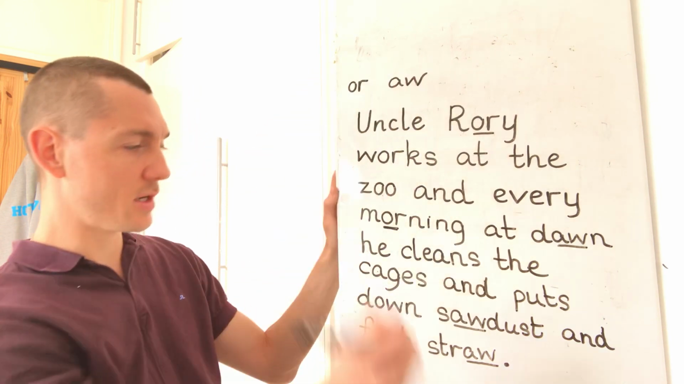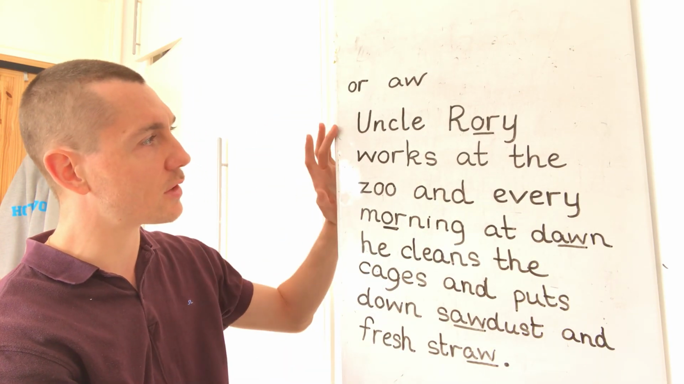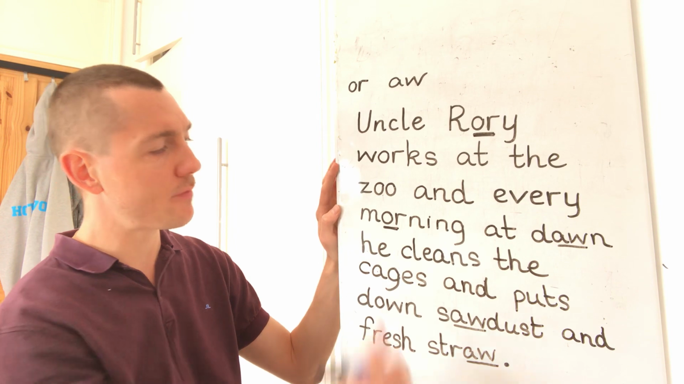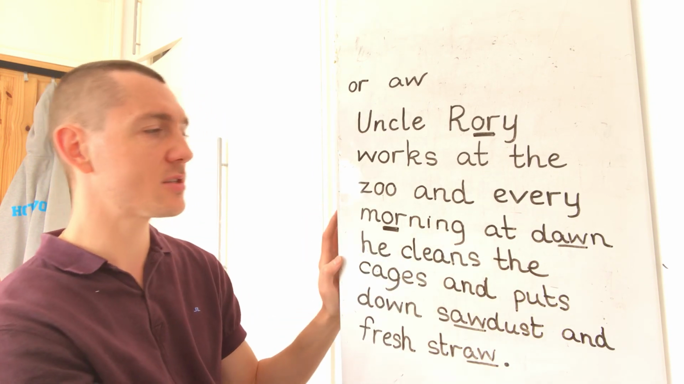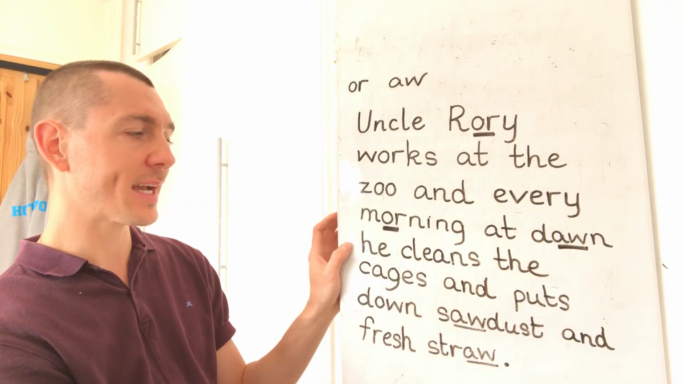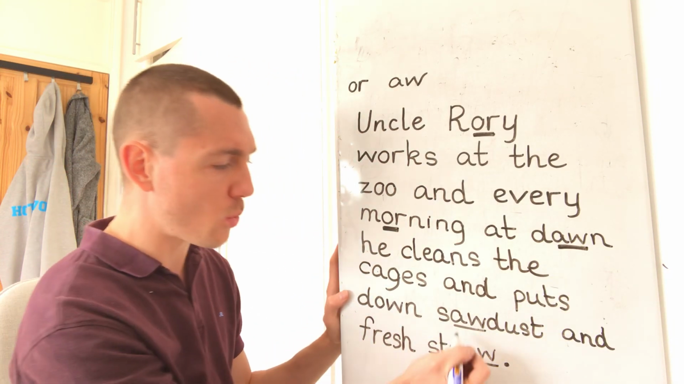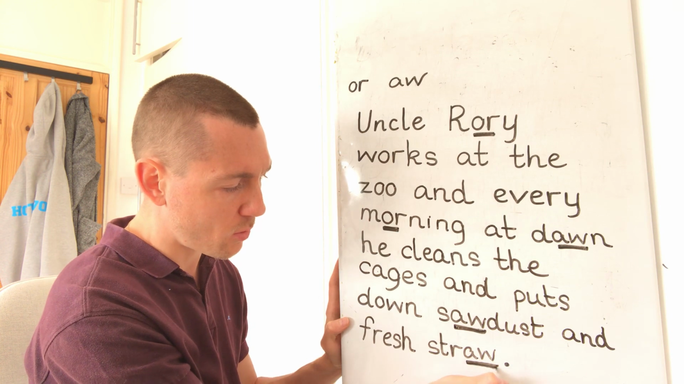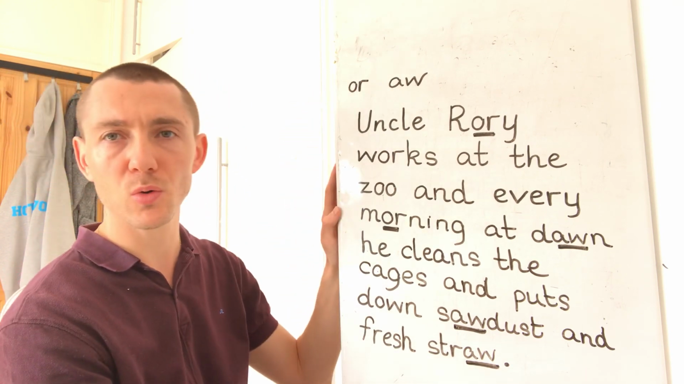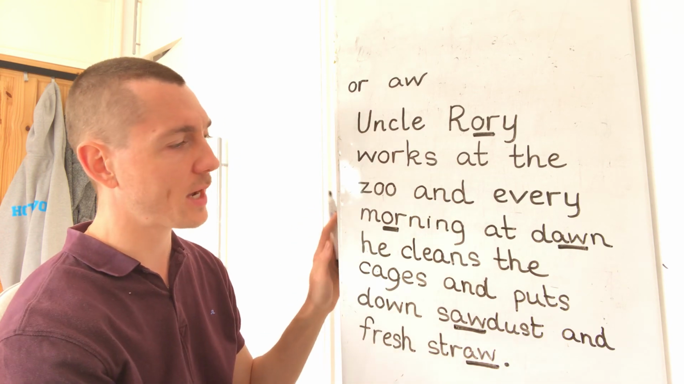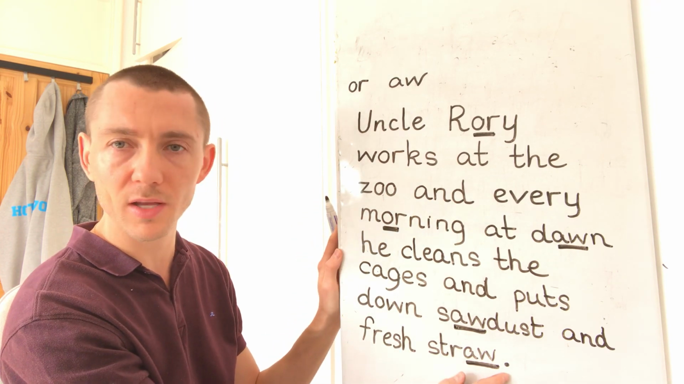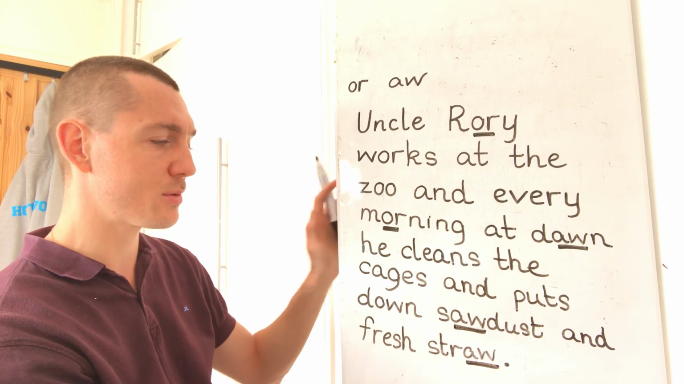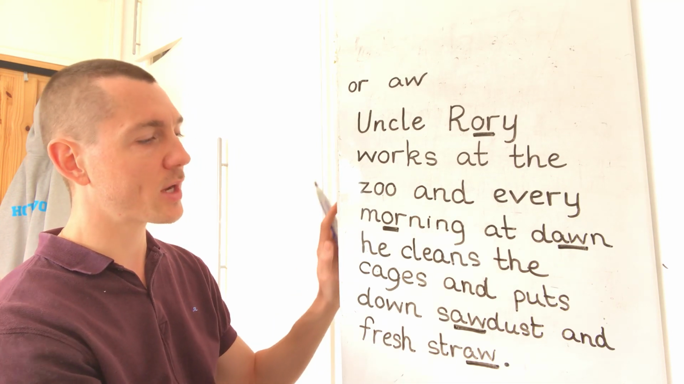Okay, let's just check. We've got 2 different or sound spellings in that piece of writing. Uncle Rory works at the zoo, and every morning at dawn he cleans the cages and puts down sawdust and fresh straw. So we've got 2 different spellings, but just 1 or sound in that piece of writing so far. Okay, so that's our first sentence with our stop mark at the end. We can move on to our second sentence.